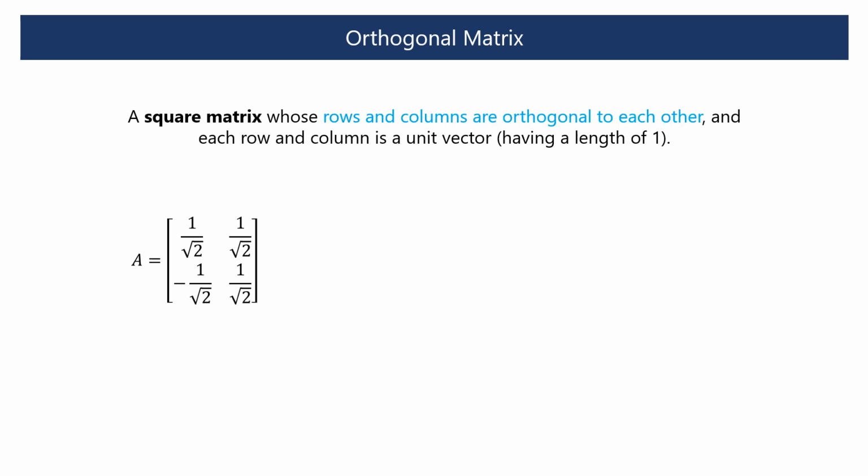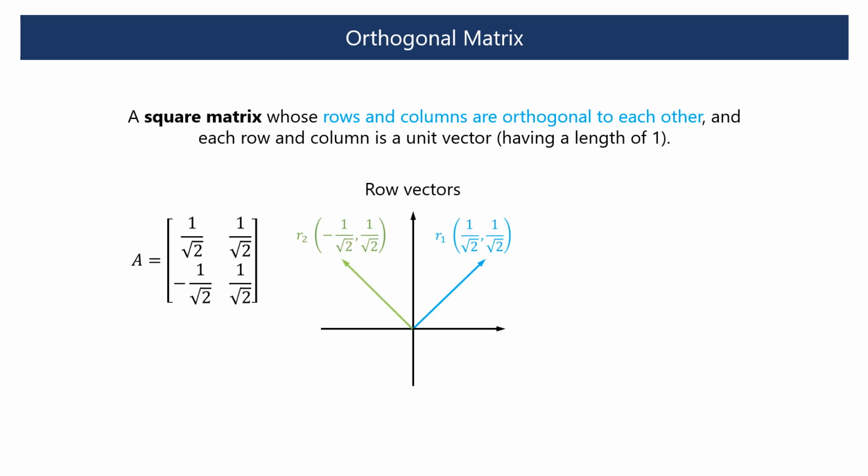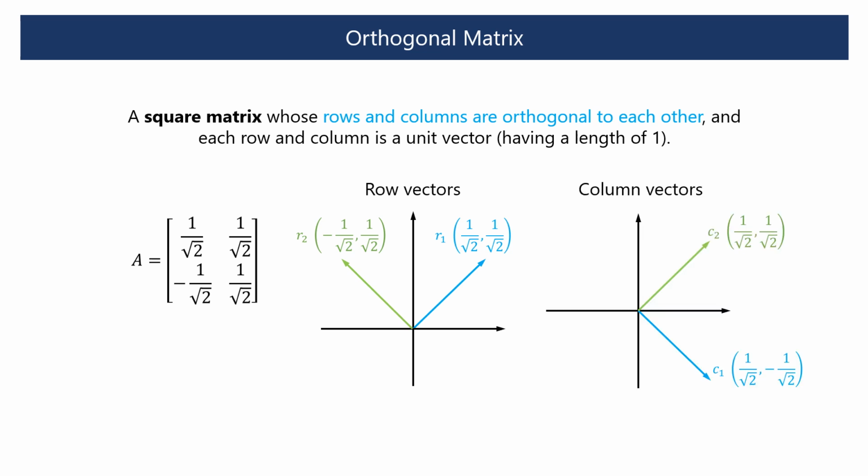Since the definition of an orthogonal matrix is complex, let's focus on the first component of the definition. Let's visualize the first row vector and the second row vector of this matrix A. We can see these vectors are orthogonal to each other. Next, let's visualize the first column vector and the second column vector. Again, these vectors are orthogonal to each other. Now we can see the matrix A meets the requirement of being an orthogonal matrix.